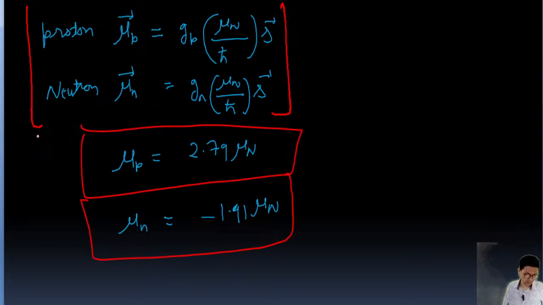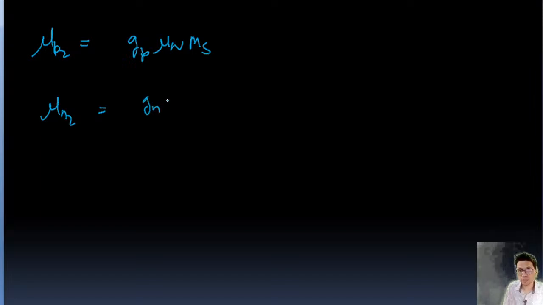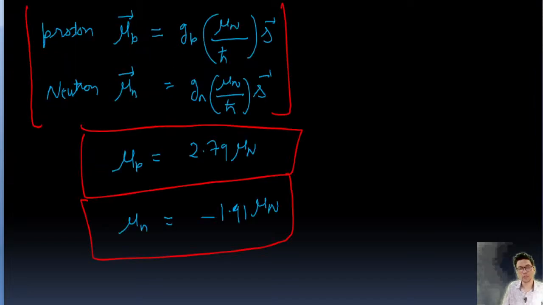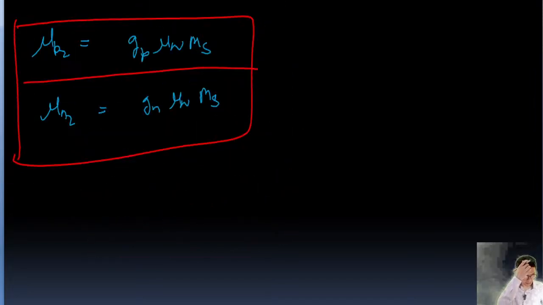And these two formulas you also need to note down. For the proton, the z component of the magnetic moment, mu pz, is gp mu n ms. And for the neutron, the z component, mu nz, is gn mu n ms. These are z components, and this is also very important. So this is about magnetic moment, guys.